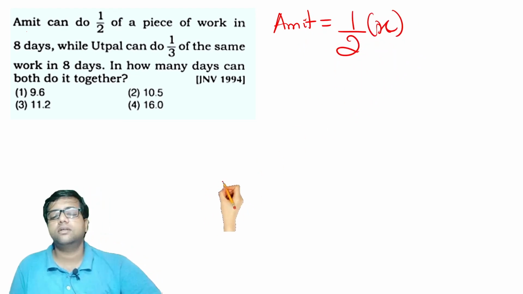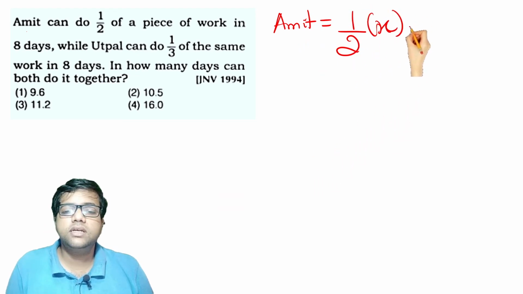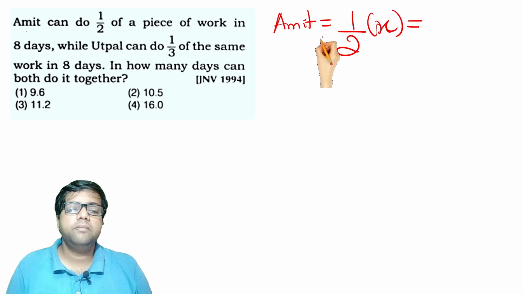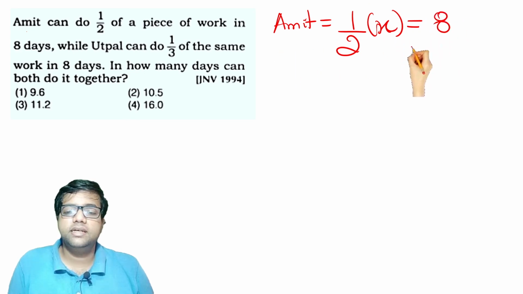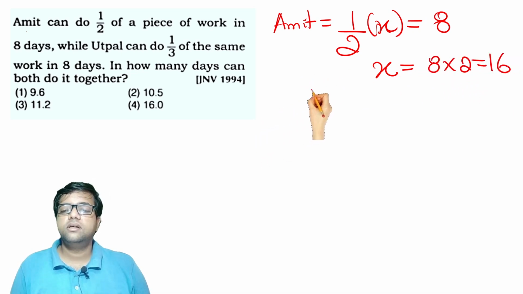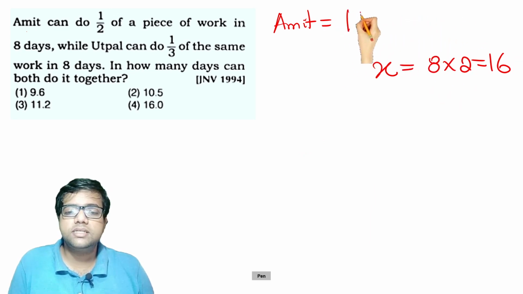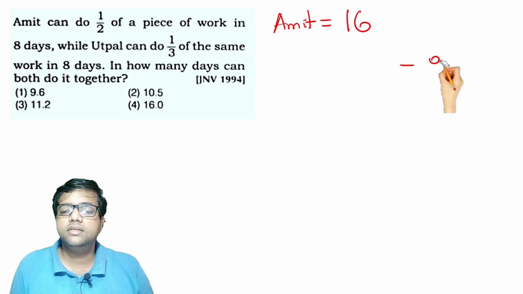We call it X. Half of the work he is able to do in 8 days. So what will be the work? Work will be equal to 8 into 2, which is equal to 16. So I will write Amit's capacity as 16. Alright?